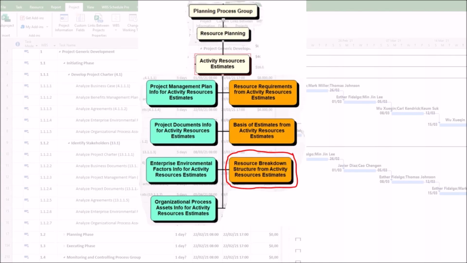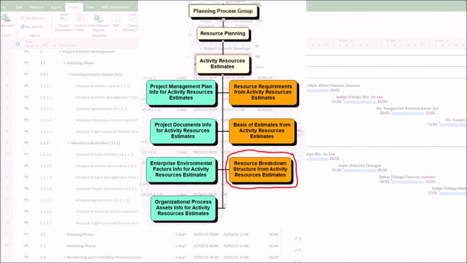How important is the resource breakdown structure output in the estimate activity resources process? The resource breakdown structure is critically important. It is far more than just a list. It is a foundational document that transforms abstract resource requirements into a structured, hierarchical framework. This structure is essential for effective cost estimation, procurement, team acquisition, and overall project control.